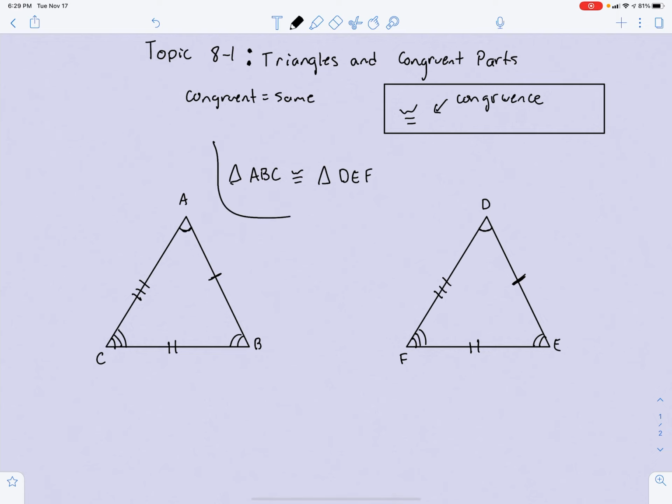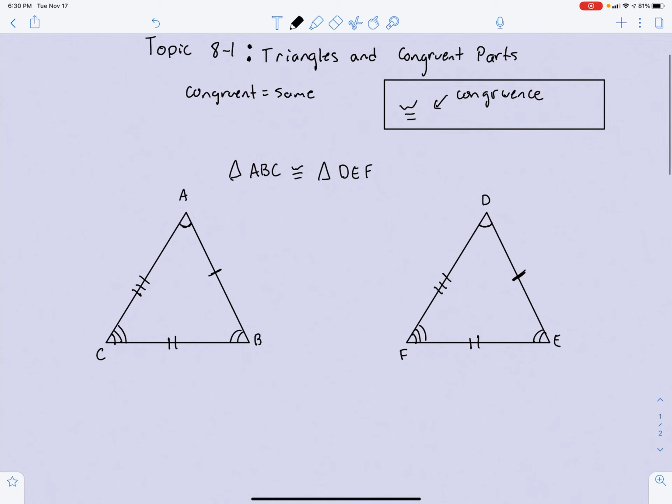The last thing we want to do is name all the congruent parts. So we had this statement here. Then we drew the picture to match. And now we're just going to talk about all the parts that are congruent. First, we'll talk about the angles. We know that angle A, this angle, is congruent to angle D. We already talked about that. They both have one line. So angle A is congruent to angle D. Angle C is congruent to angle F. Angle B is congruent to angle E. So we know that those corresponding angles are congruent.